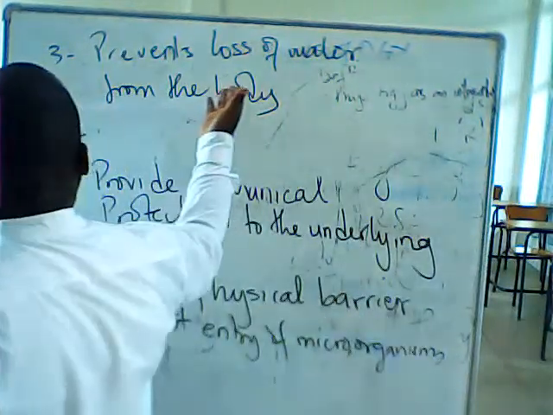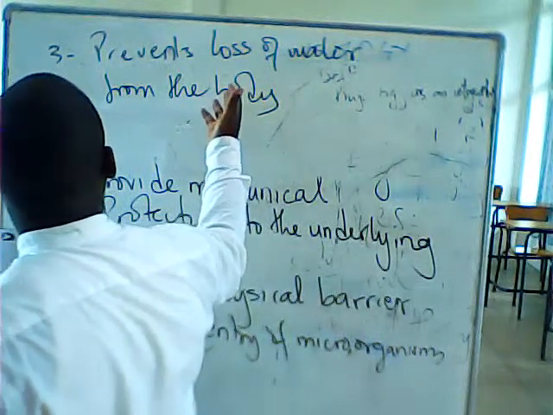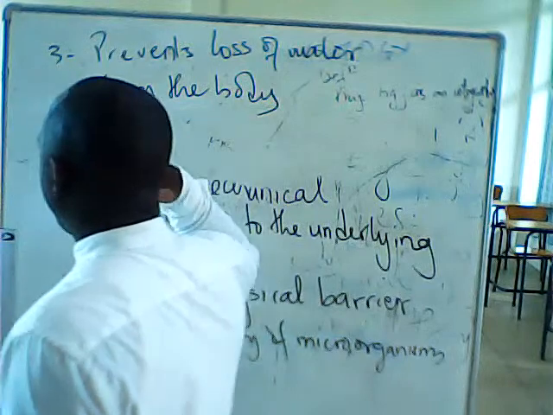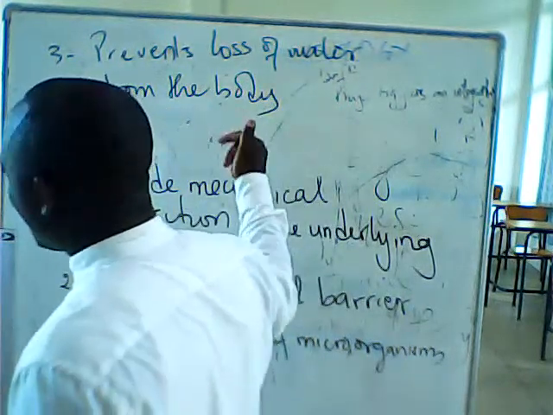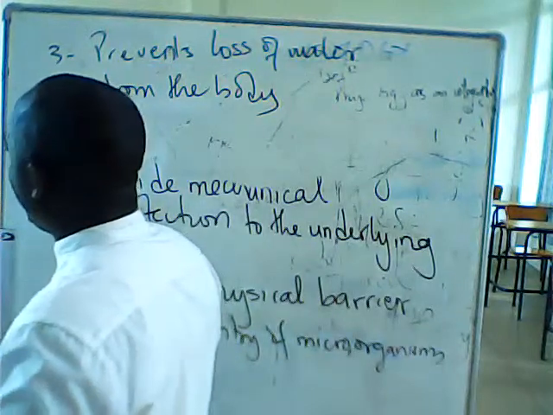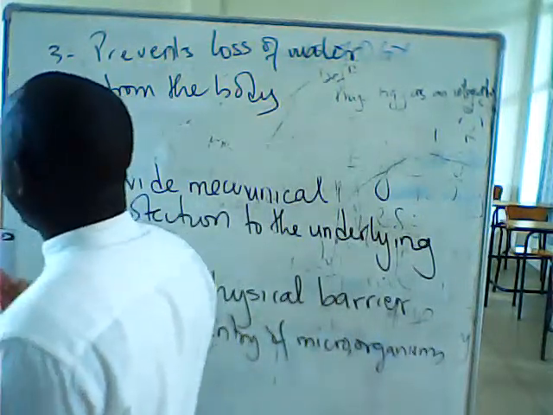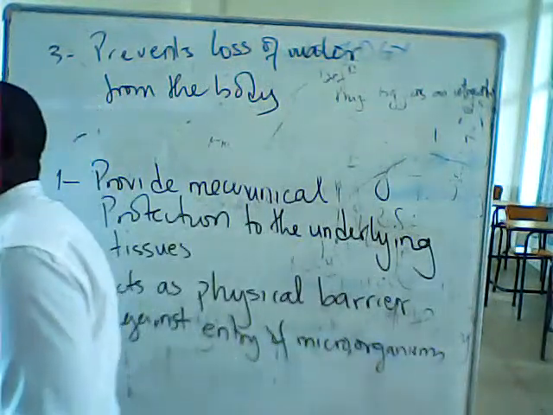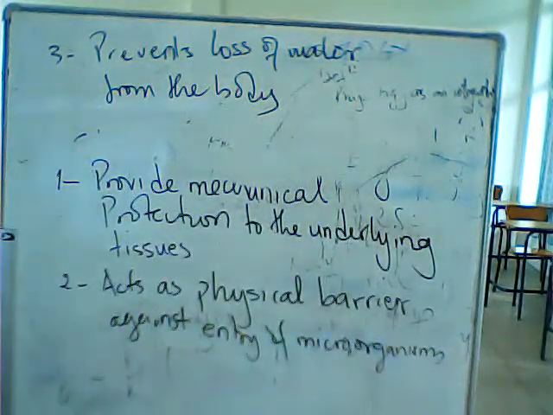Of course, it helps in the regulation of water, body fluid. Even though we say it prevents loss of water, it is also a route for the loss of water. When you're feeling hot, you sweat immediately. Yeah, it separates the internal organs from the external; it separates the internal and the external parts of the body. So, okay.